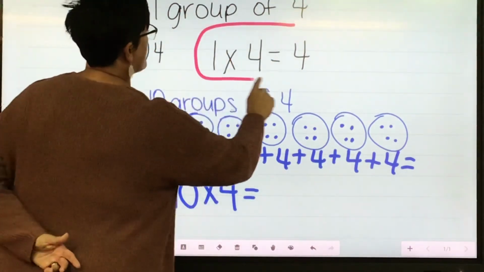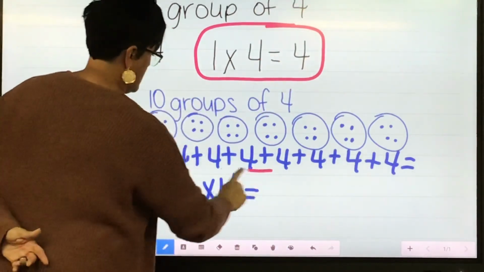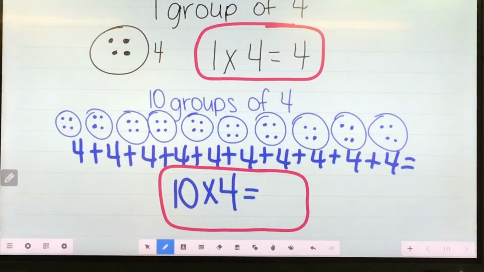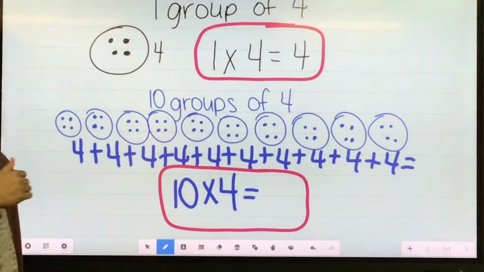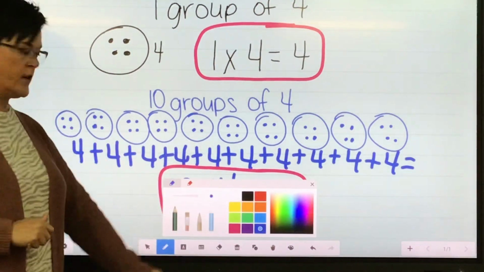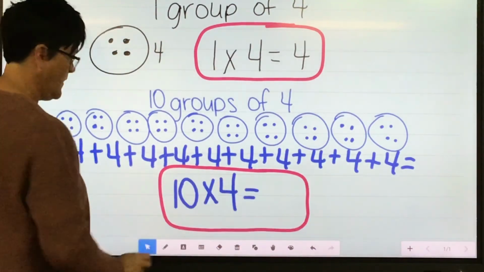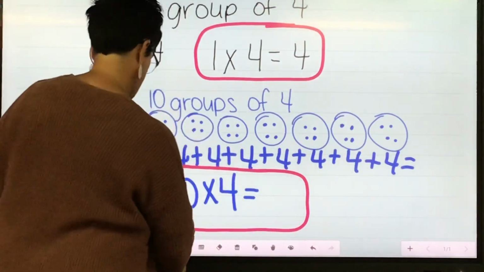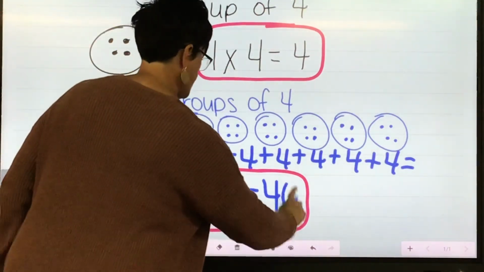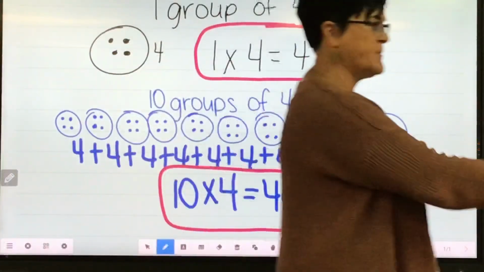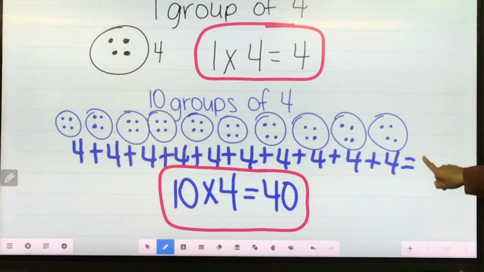Now, look up here, friends. 1 times 4 equaled 4. What would 10 times 4 equal? 1 times 4 equals 4. 10 times 4 would equal, what are you thinking, Reese? 40. Do you agree with Reese? Yes. You are correct. So then, if we repeat adding 4 10 times, what does it equal here? 40.